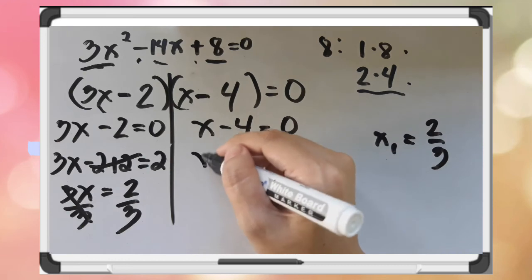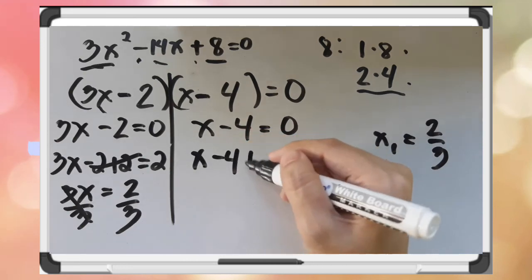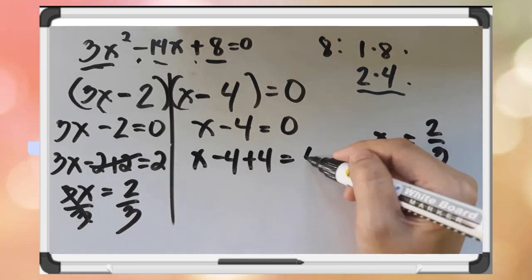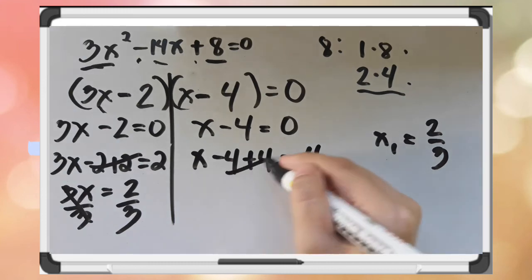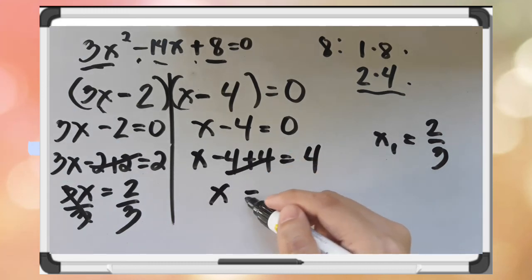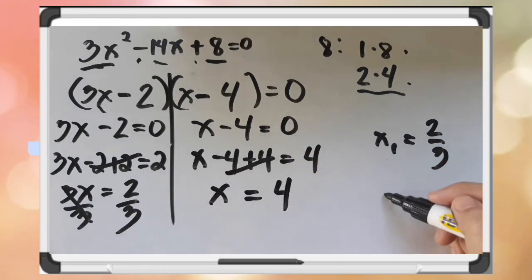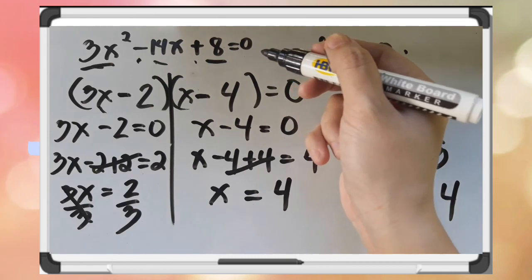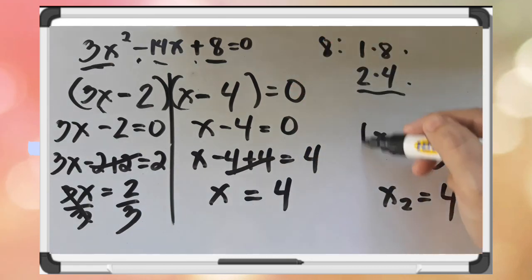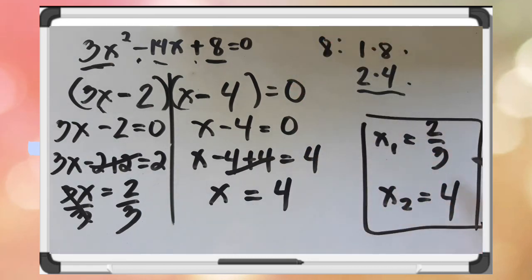For x minus 4 is equal to 0, we will add 4 to both sides. So x now is equal to 4. Therefore, x sub 2 is equal to 4. So the roots of our given equation are 2 over 3 and 4.